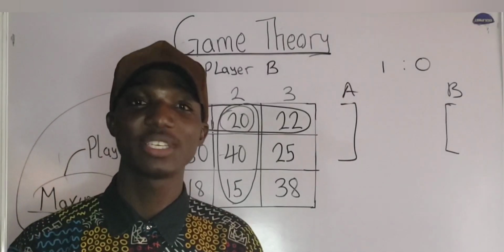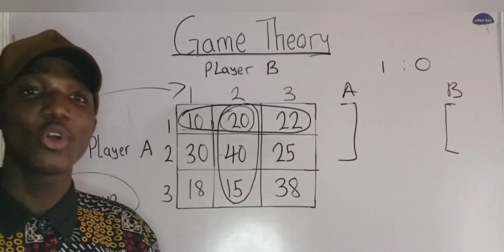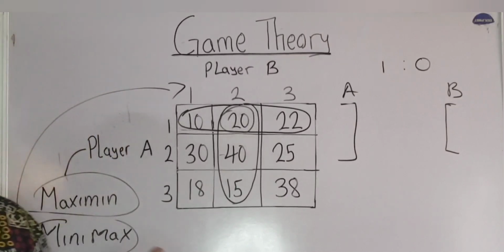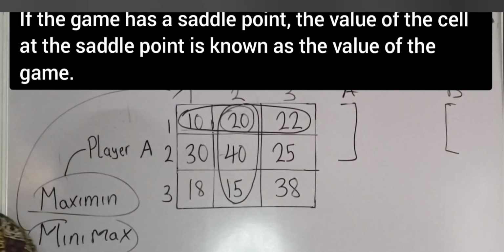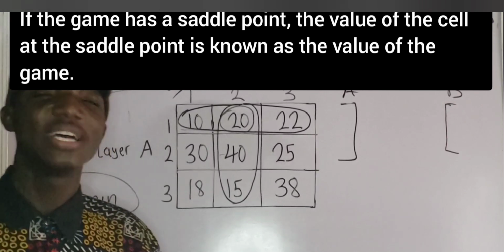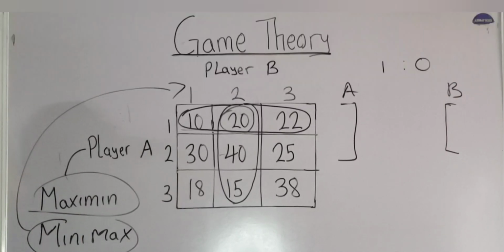Another term that we're going to discuss in this class is the value of the game. It is possible for a game to have a saddle point and it is possible for a game not to have a saddle point. So if a game has a saddle point, the value of the cell of that saddle point is what is called the value of the game. Are you getting it? Don't forget, I said the saddle point is the point where the maximin value is equal to the minimax value. You understand? So through the saddle point we can determine the value of the game.